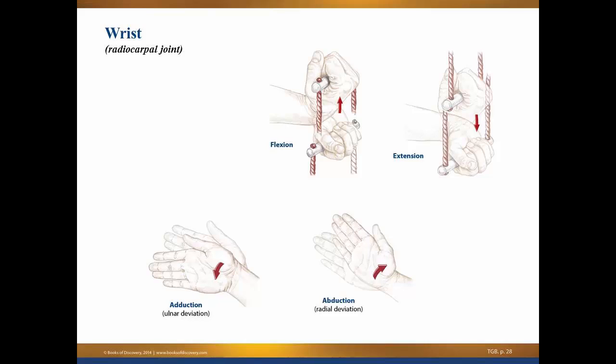We will be very clear about abduction and adduction of the hand. From anatomical position, so again, standing with the palms facing out, the thumbs are pointed out. Bringing the pinky finger down is adduction or ulnar deviation. Bringing the thumb up is abduction, also called radial deviation. Adduction, bringing that pinky finger down, adds to the midline of the body. Bringing the thumbs up takes away from the midline of the body.